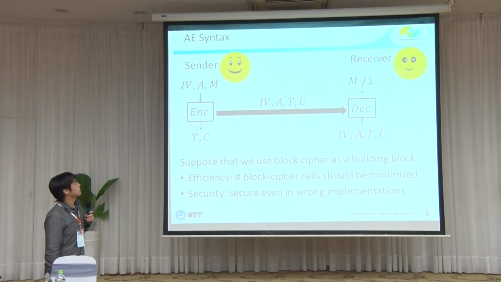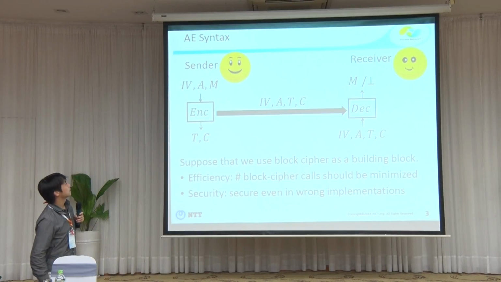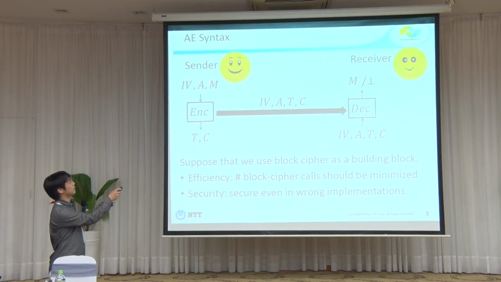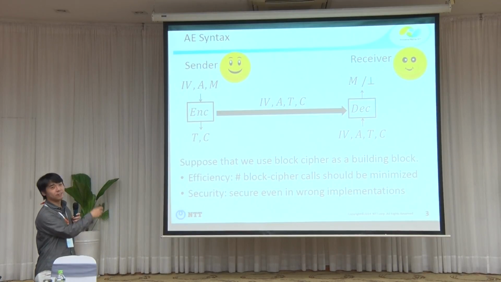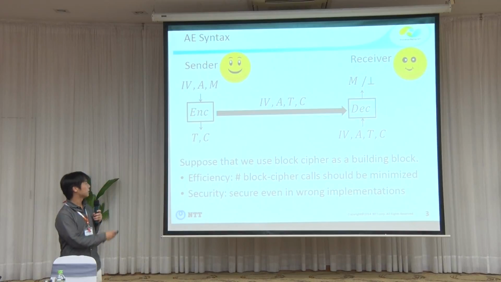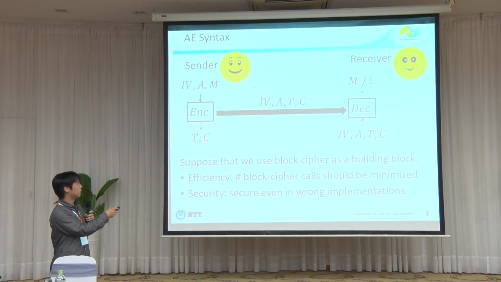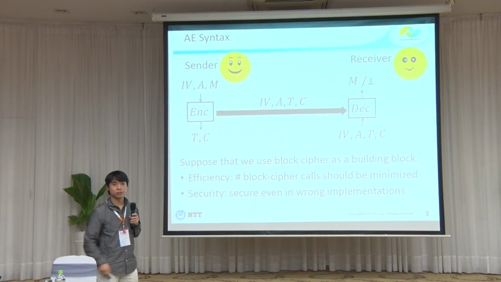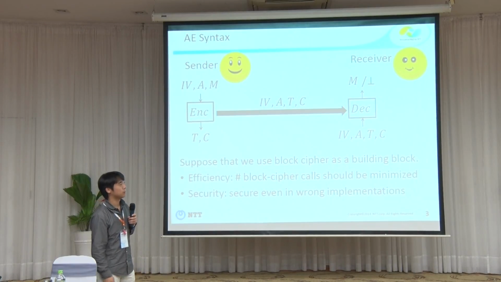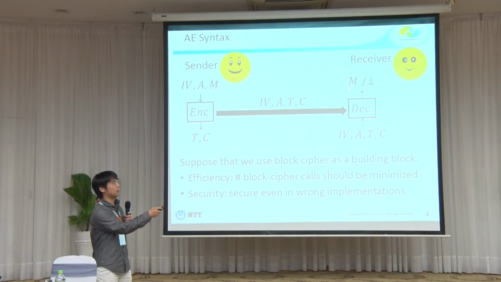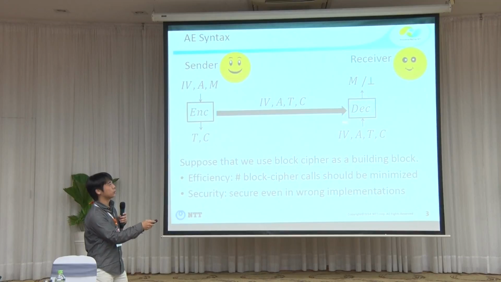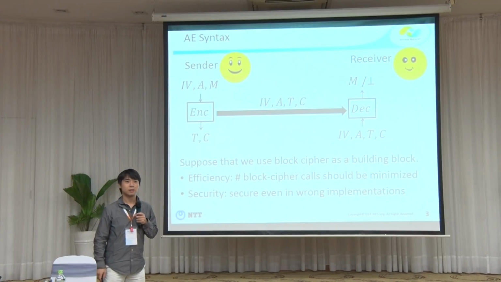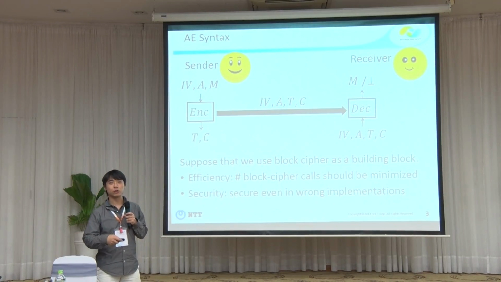Okay, so this is the summary of the syntax. We have the sender and the receiver. The sender has associated data A, the message M, and some initial value IV. The encryption scheme computes ciphertext C for privacy and tag T for authenticity. Then the IV, A, C, and T are sent to the receiver, and the receiver computes the decryption. If the authentication is verified, then it outputs the plaintext. But if authentication fails, then it just outputs a reject symbol, and it doesn't provide any failure message.